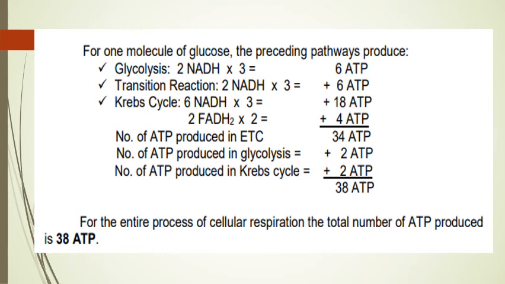Number of ATP produced in the ETC equals 34 ATP. Number of ATP produced in glycolysis equals 2 ATP. Number of ATP produced in the Krebs cycle equals 2 ATP. 6 ATP plus 6 ATP plus 18 ATP plus 4 ATP equals 34 ATP. Plus 2 ATP plus 2 ATP equals 38 ATP. For the entire process of cellular respiration, the total number of ATP produced is 38 ATP.